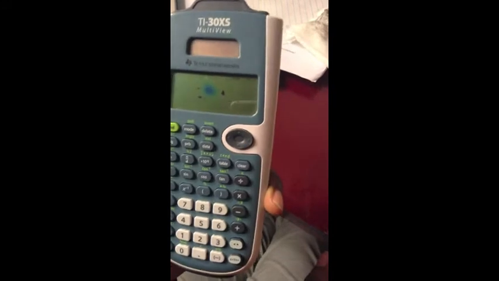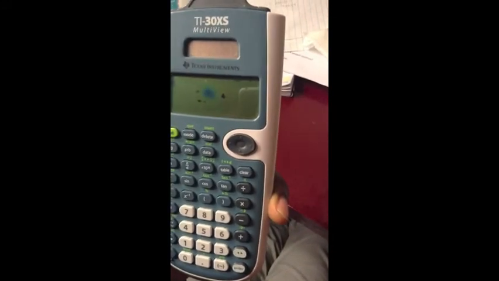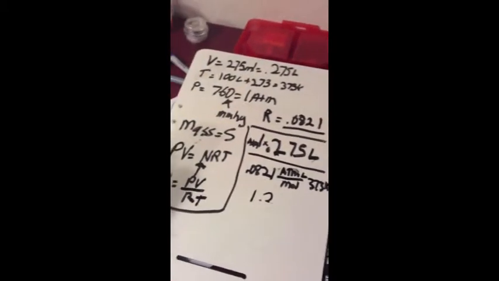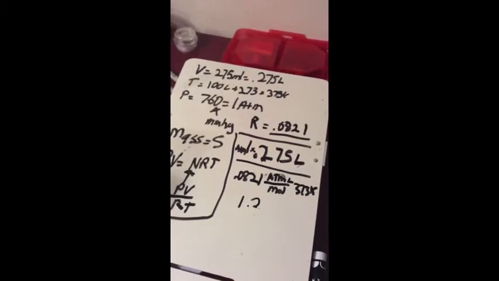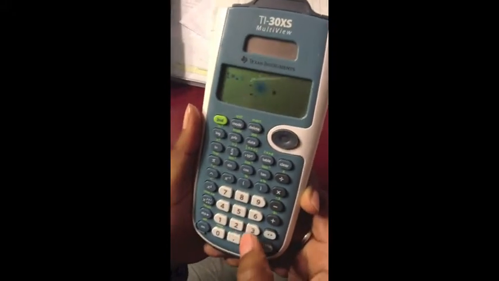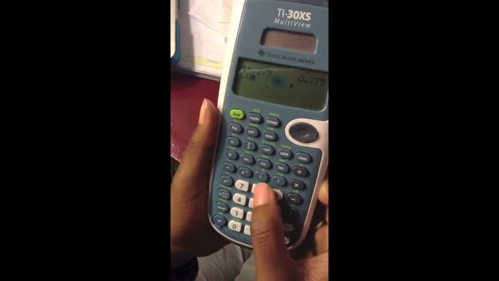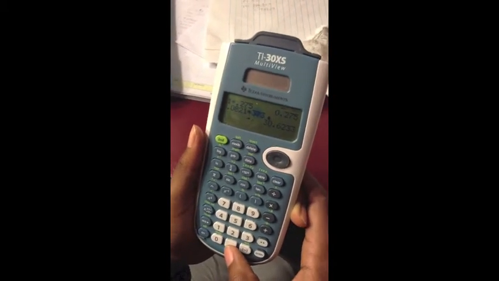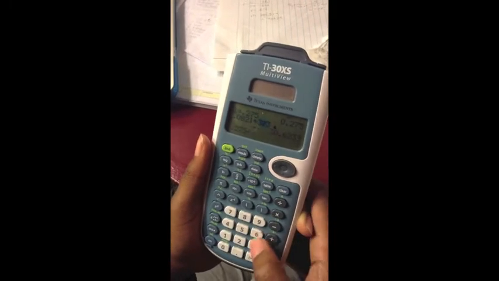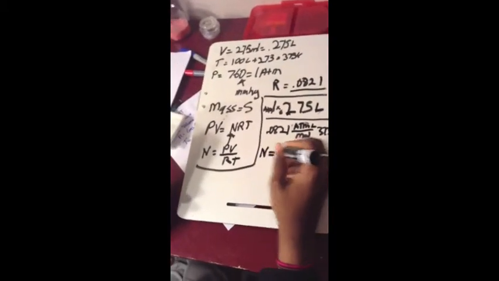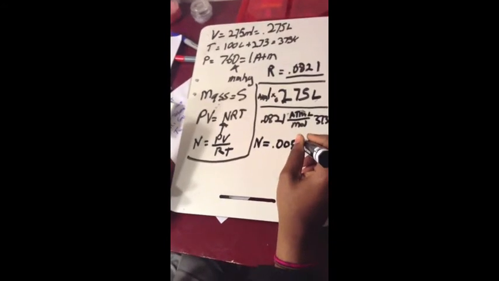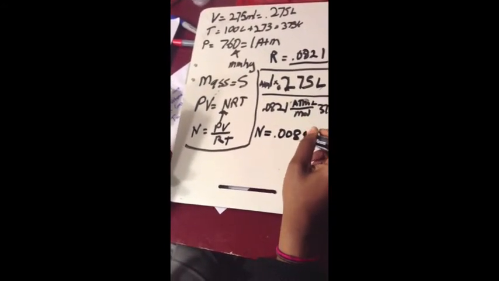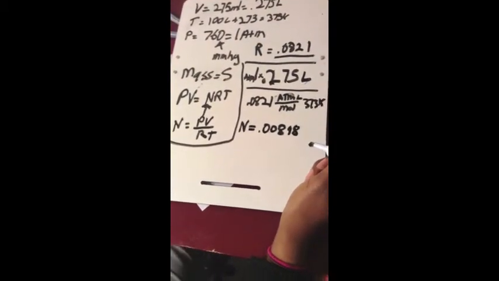Alrighty guys, so now we'll start by calculating what we just wrote down on our whiteboard. 1 times 0.275 liters, divided by 0.0821, our gas constant, times 373 Kelvin. So 1 times 0.275 is 0.275, and then 0.0821 times 373 Kelvin. Now we'll do the top number divided by the bottom number to find our moles. Our number of moles, n, is now 0.00898.